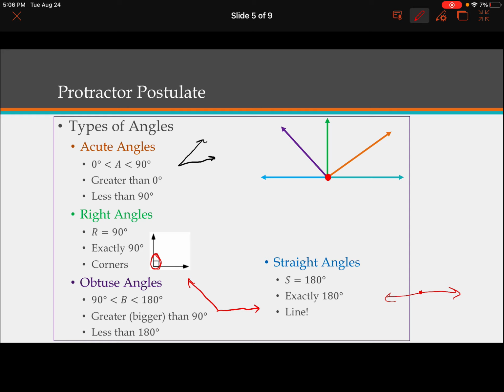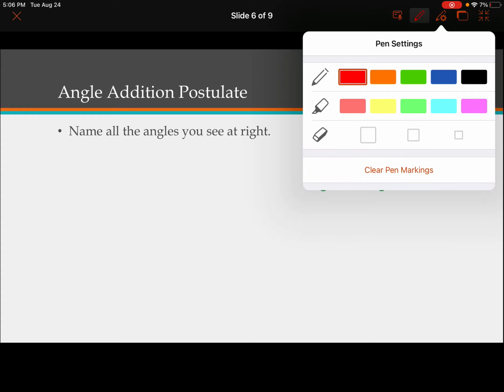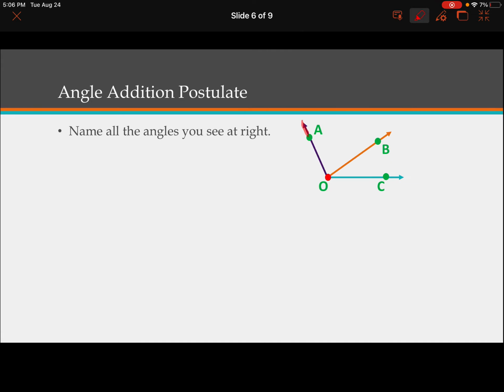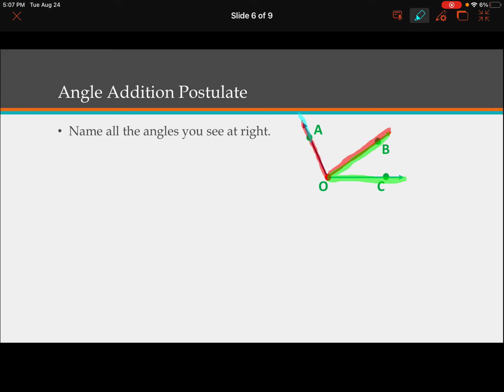The last thing we're going to talk about is the angle addition postulate. I want to start off by naming all of the angles that are in this picture. Okay, I see one that goes from right here up like that. That would be angle AOB. I see another one that goes down like that and then over. That could be angle BOC. And then I see one more that goes from right there and goes over that way. That angle would be AOC.